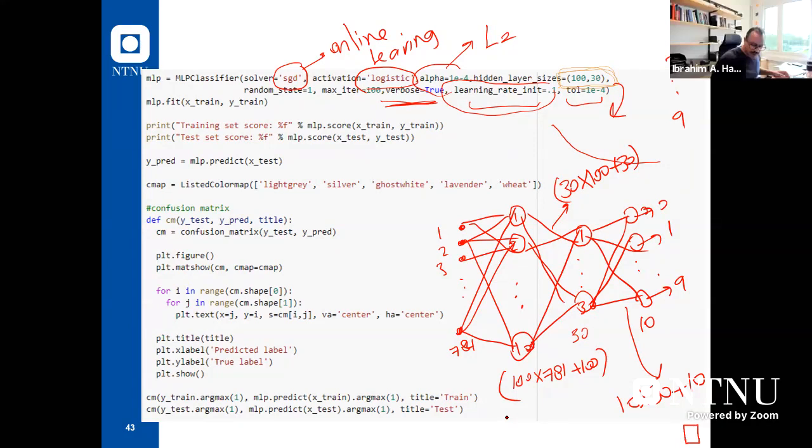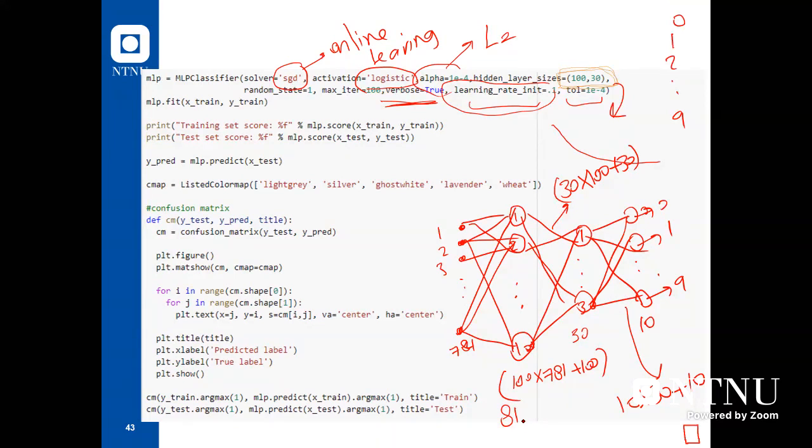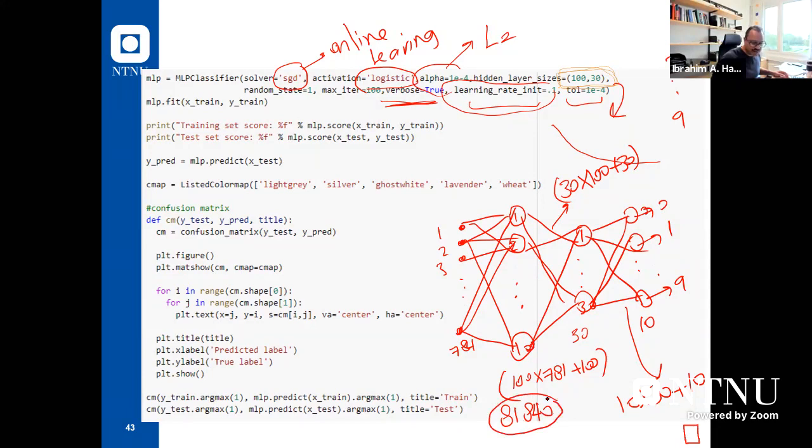81,840. 81,000? 840. So it's a simple problem, in fact. So now we are working with a simple problem and a very simple structure, but do you see how many parameters? So it's 81,000. It's a big number, and we need big data, in fact, to train this number.